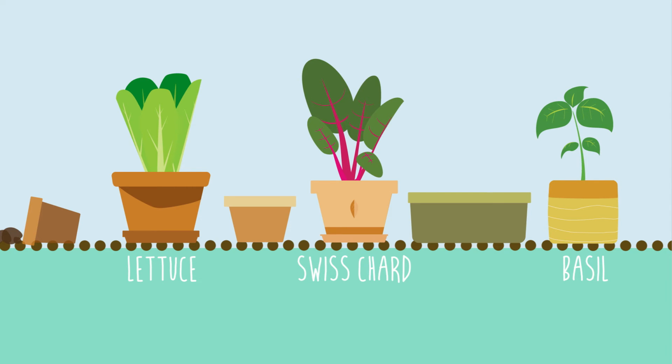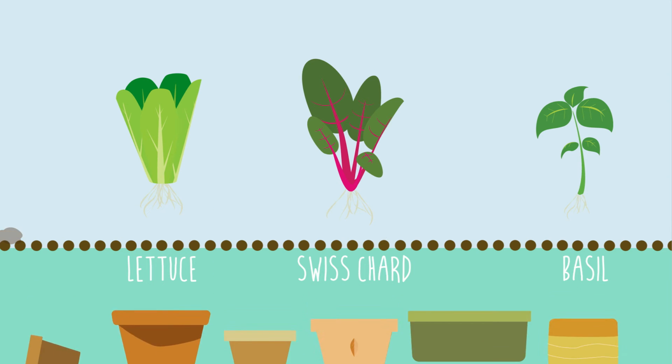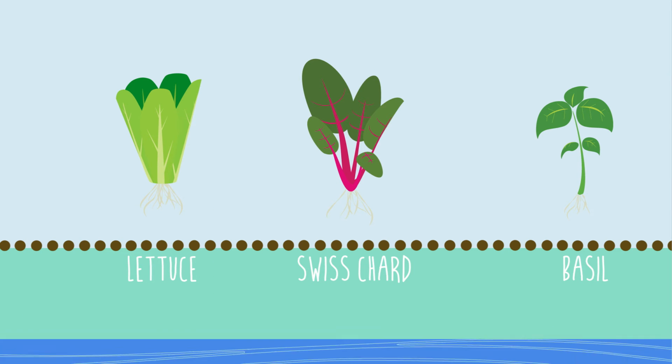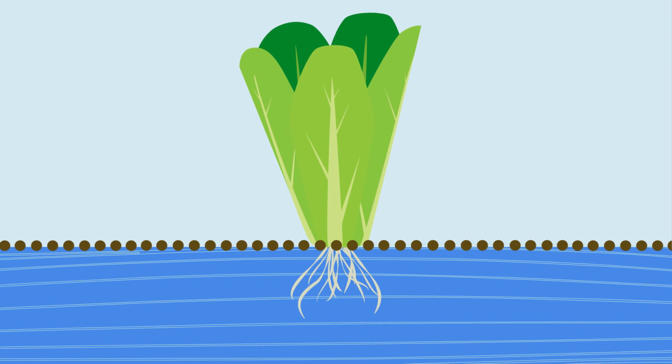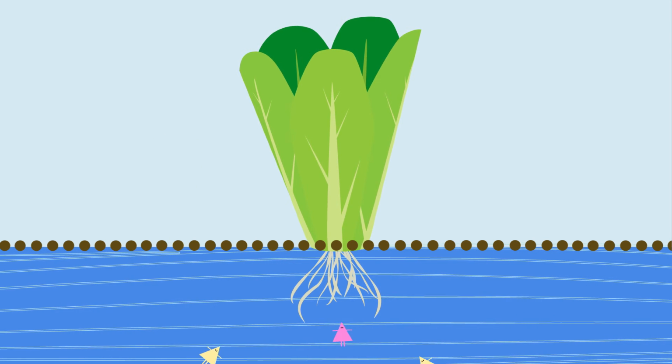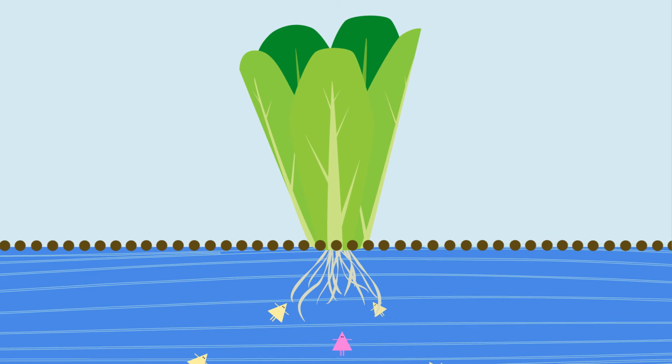Plants are a very special component of the system because they are exposed to both water and air. Plant roots absorb nitrate produced from nitrification and other nutrients to grow.